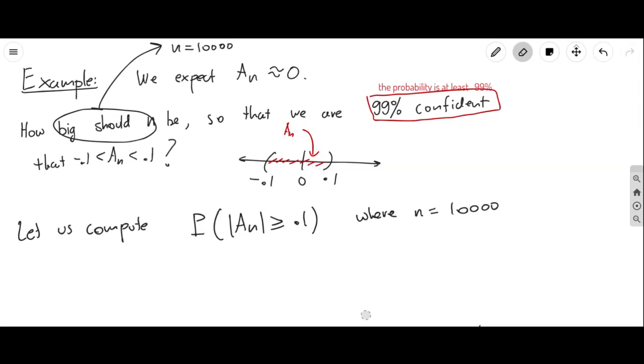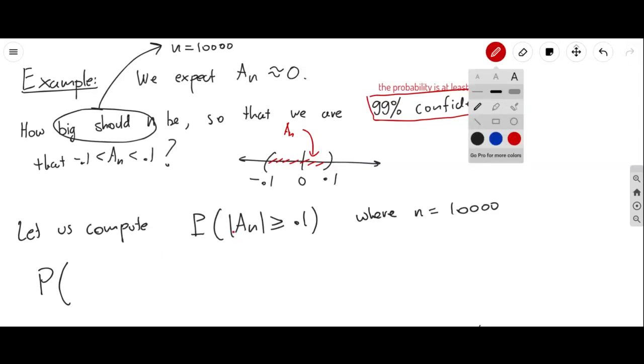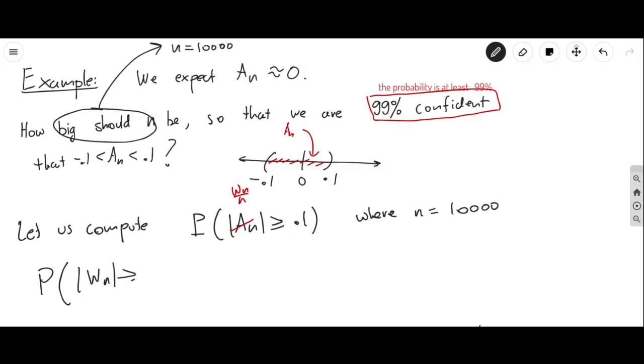Now, how do we calculate this? Well, let's rewrite what this means. Recall that the average, so this is going to be the probability. If you clear the denominator, if you multiply through by n, then the sum is just a random walk divided by n. So you're saying that the random walk should be bigger than or equal to 0.1 times n.